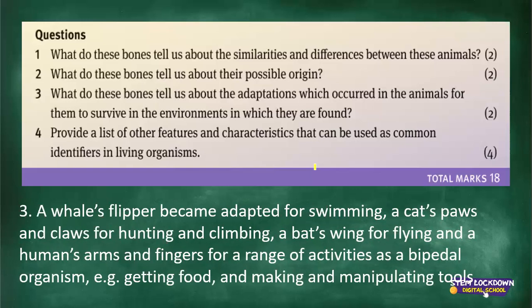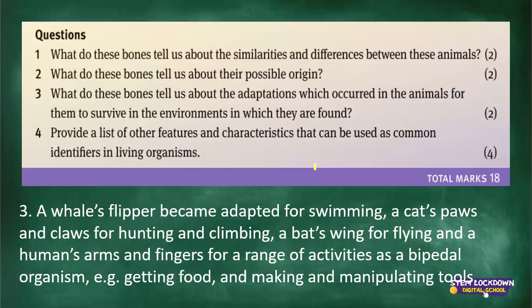A whale's flipper became adapted for swimming. A cat's paws and claws became adapted for hunting and climbing. Remember, when you speak of cat, it's not just the small pet cat you have, it's other cats, actually the big cats, all of them. So the paws and their claws became adapted for hunting and climbing, whereas that of the whale, the flipper, became adapted for swimming.